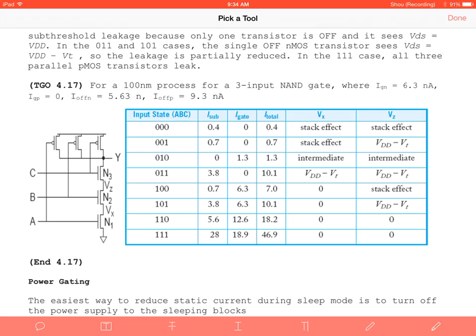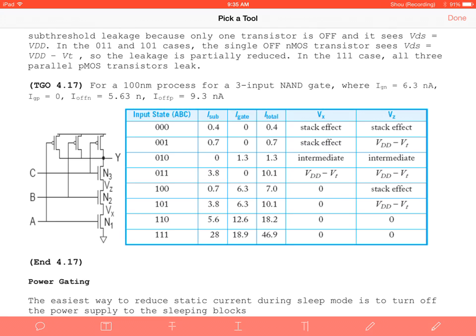For 0, 1, 0, what happens is the middle transistor is on. So now we have to worry about this. Here we define these as intermediate because we have some sort of gate current here, and we also have an on transistor here. So this transistor is what's keeping it from actually driving a 0 to the output. So we define these as intermediate.